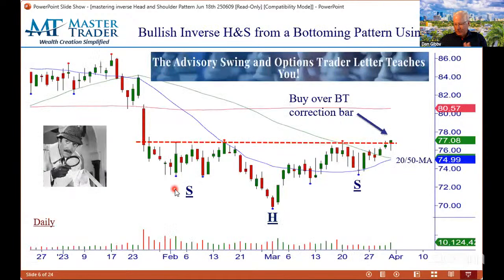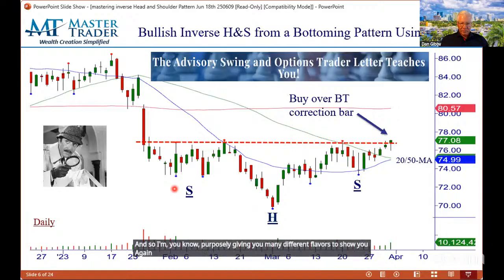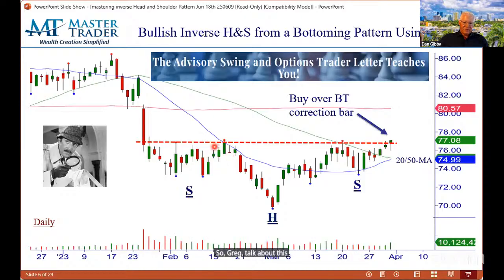And so I'm purposely giving you many different flavors to show you, again, it doesn't have to be perfect, but the messages are the same. So Greg, talk about this left shoulder and this right shoulder and why the messages are the same and where to enter.